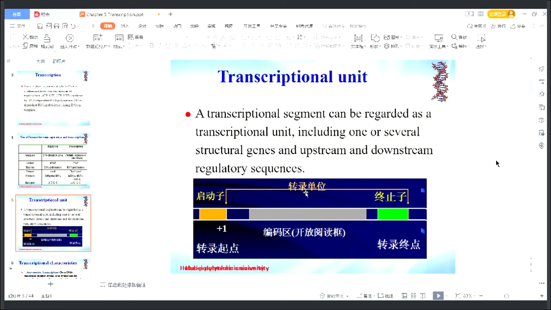And on another side, you can see here is the termination point. Maybe some students think, what kind of sequence is the promoter? Later we will begin to study this part: what kind of sequence put together can provide the signal to start transcription.